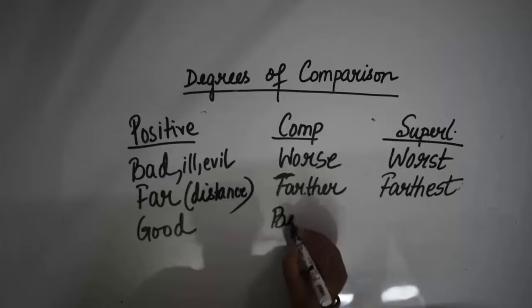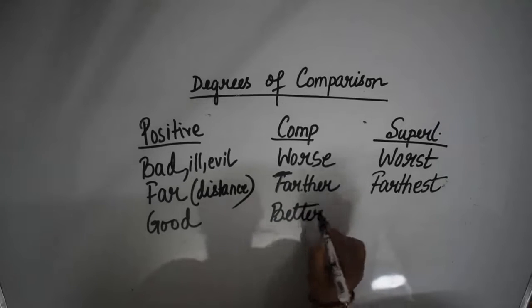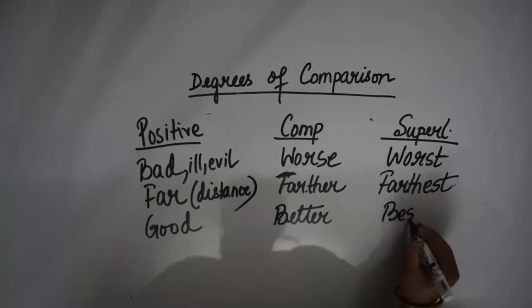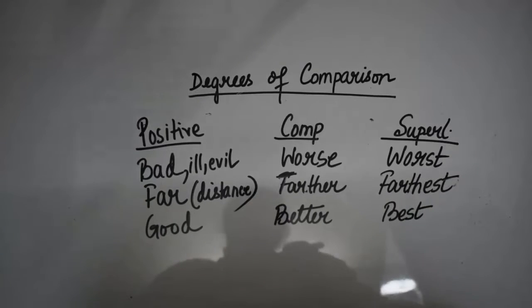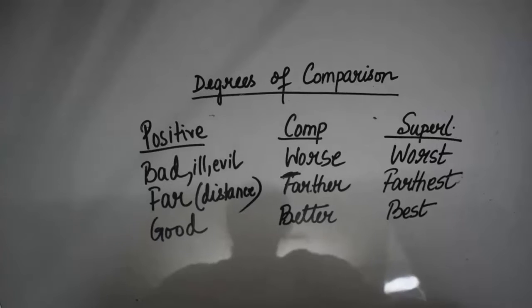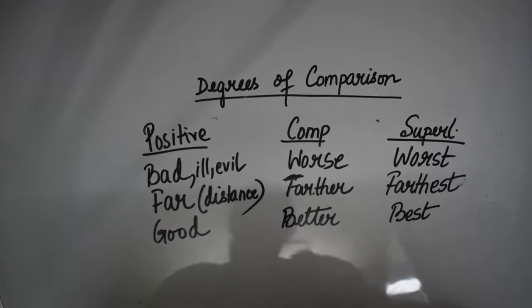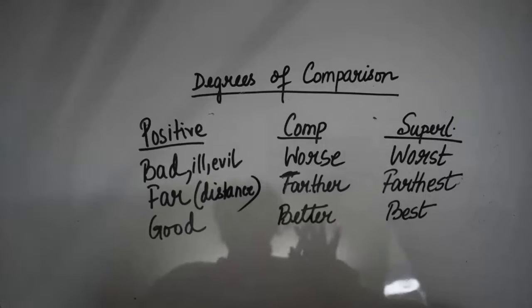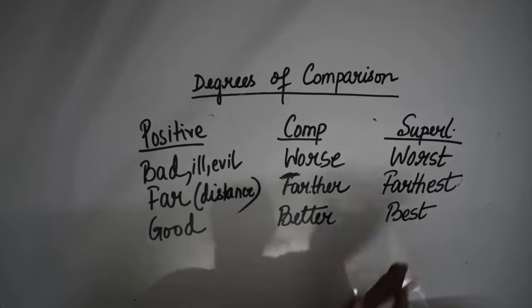Next you have the word good. Better. You don't say more good. You say better, and the superlative is best. You don't say most good, the most good student of the class. No, the best student of the class is so and so. Clear? Good, better, best.